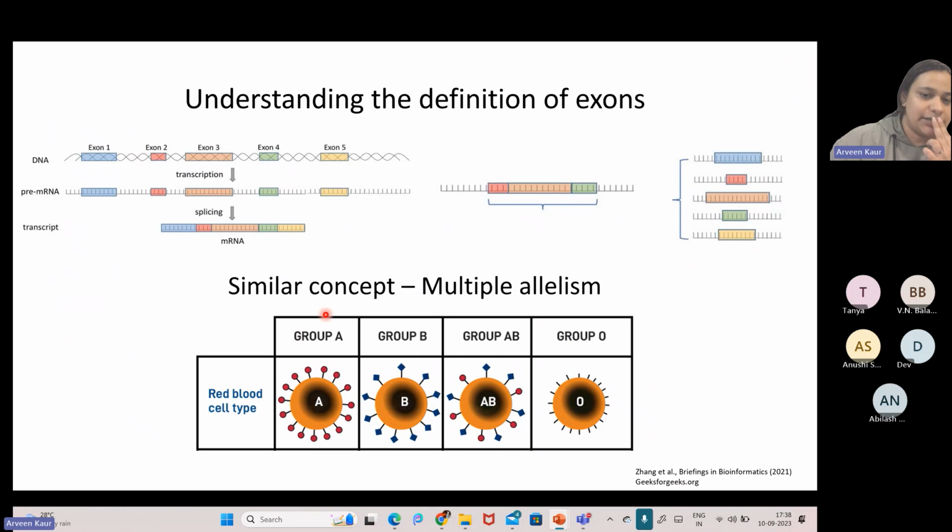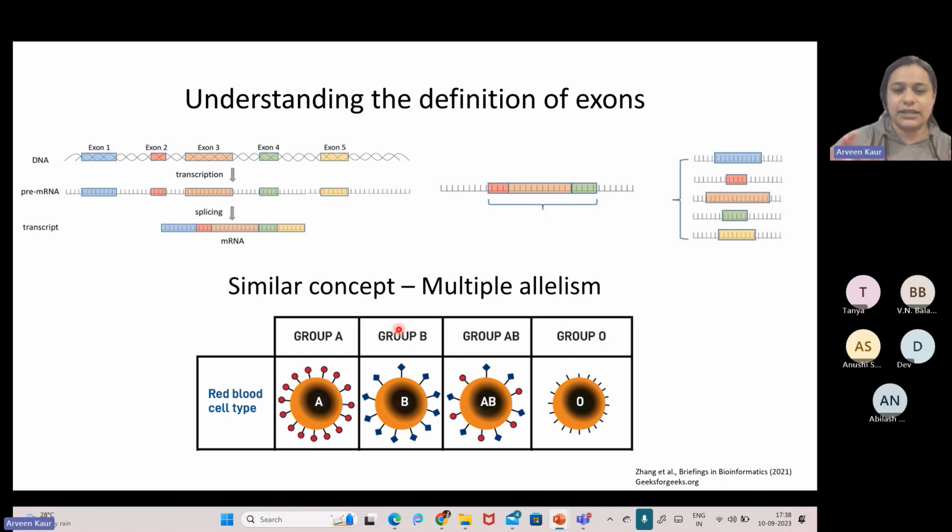It is possible that one individual has two of these three alleles, right? Somebody could have A and O, that person will have blood group A. Somebody could have B and O, that person would have blood group B. Somebody could have A and B, suppose. That person could have blood group AB. Somebody could just have O in both the genes, and they will have blood group O, right?